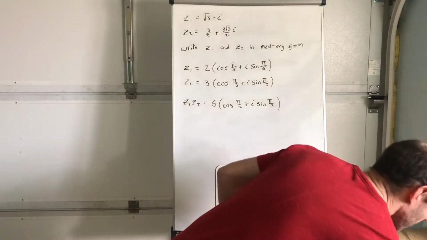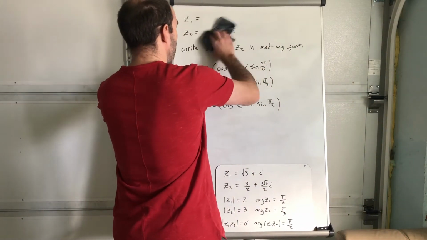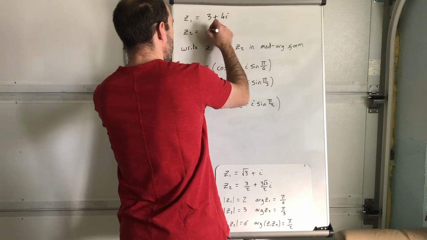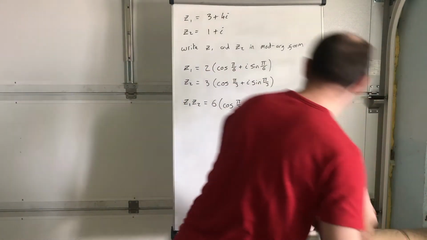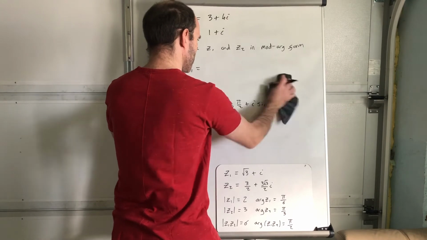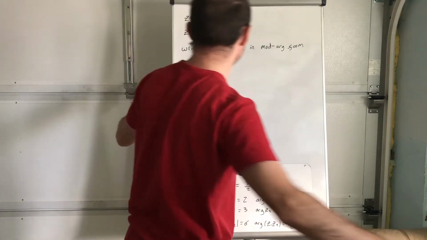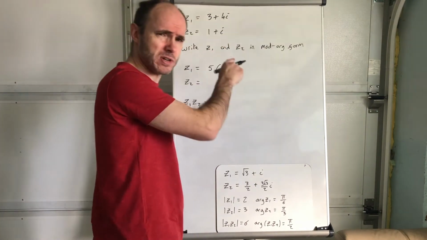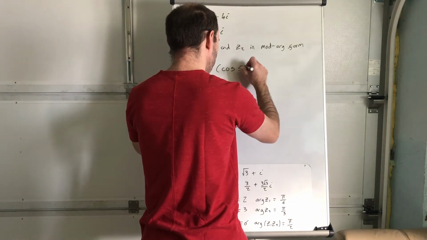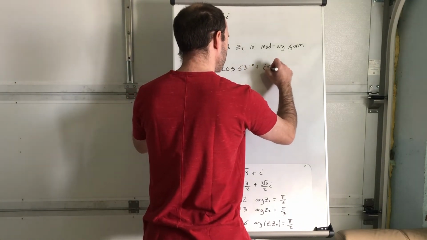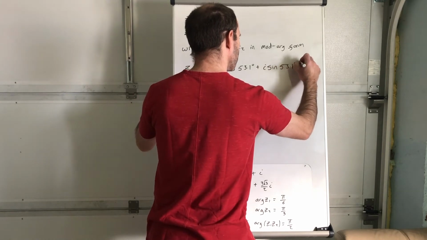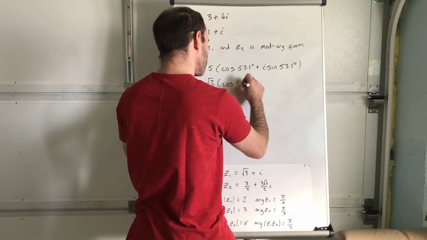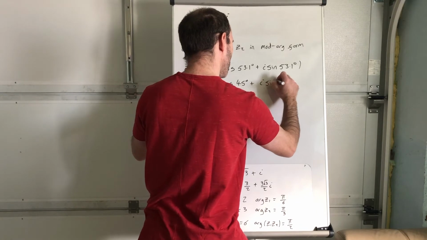Now, if you remember the other example that I gave you, I'll just write that down now. That was 3 plus 4i, and that was 1 plus i. We do the same thing with that. Do remember that we got the modulus of that was 5, so that was 5 cosine, and then I worked out in degrees, didn't I? 53.1 degrees plus i sine 53.1 degrees. And the modulus of the other was root 2, if you remember, and that was cosine 45 degrees plus i sine 45 degrees.